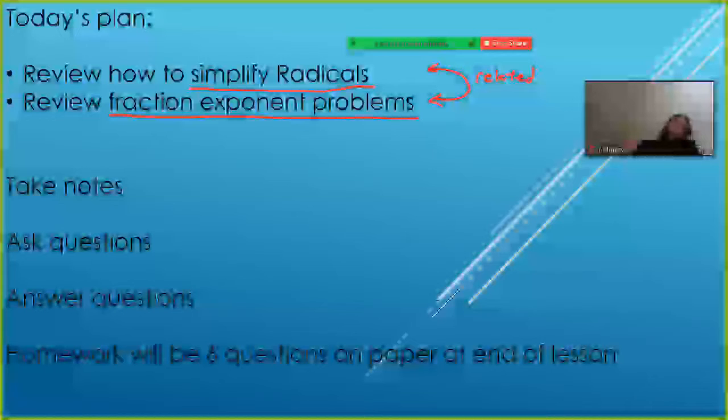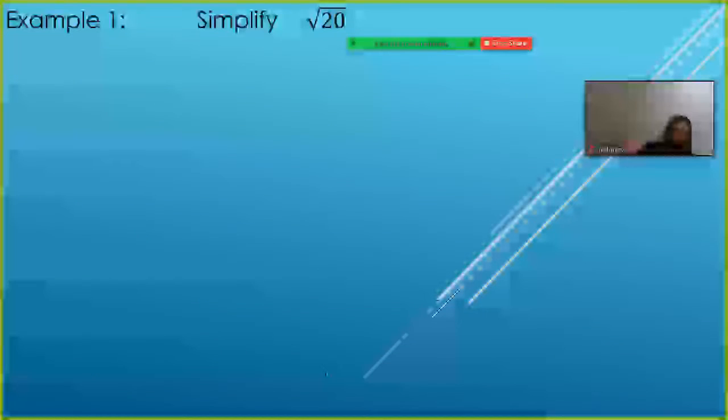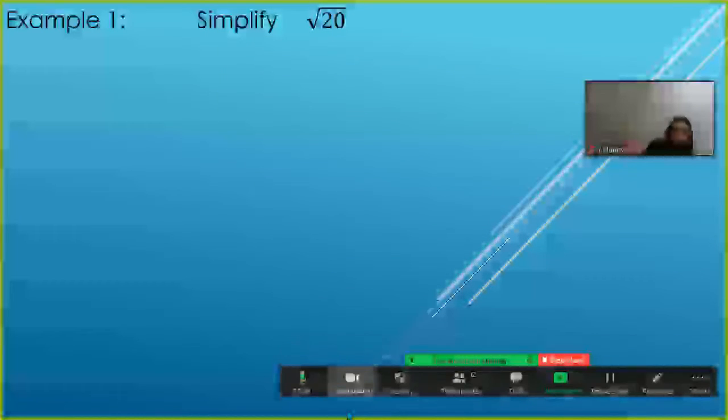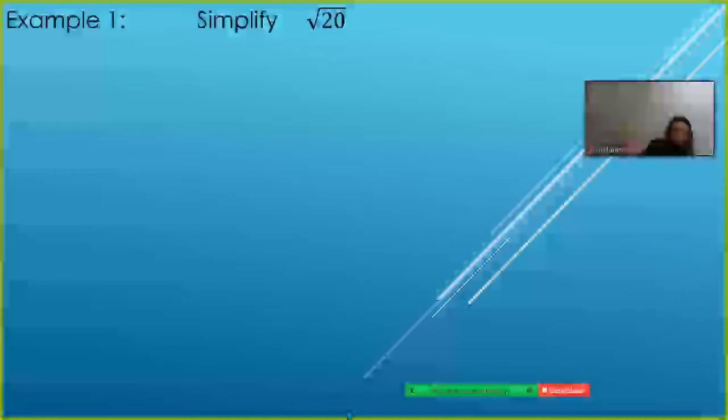And just a reminder, I'll be doing 6 questions at the end of today's lesson. So be ready for that, so you can take a picture of them or write them down so you can do that homework. Okay, here we go. So let's start off right away with simplifying radicals. And I've got a nice small number to start with. So square root of 20.